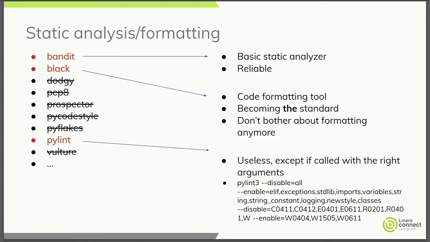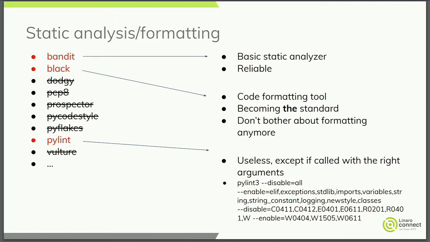The second one is Black, which is a code formatting tool. It's now becoming the standard in the Python community. Before, there were many different small projects for code formatting. Now everyone is going to use Black, and more and more projects are using Black. So just use Black, and you don't have to bother anymore about code formatting. It will be consistent. It's maybe not the way you like it, but everyone in the Python community will know the style that is done by Black. So just use it. It's just working well.